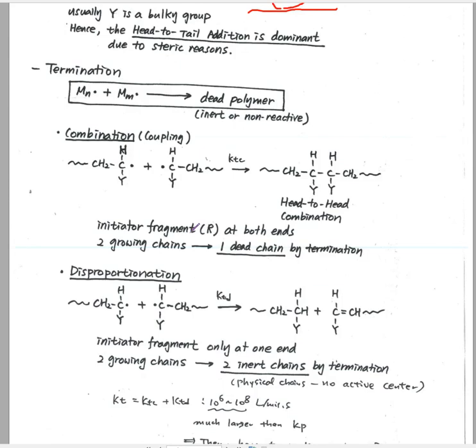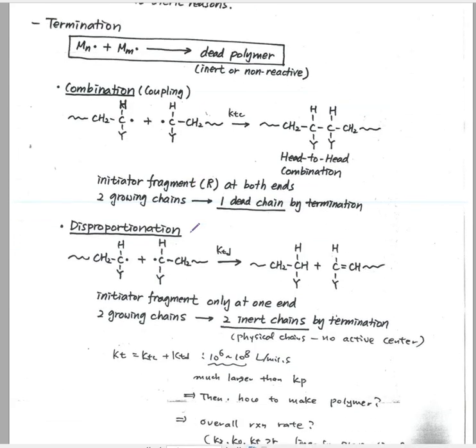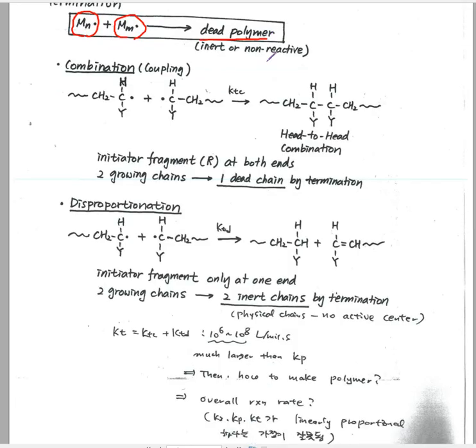And finally we have the termination process. Termination means radicals basically die. Radicals react with each other and basically form inert or non-reactive polymers. Generally there are two different mechanisms. Actually there are three, but here only two main termination mechanisms are shown, which are combination and disproportionation.